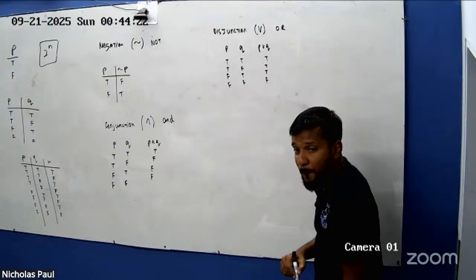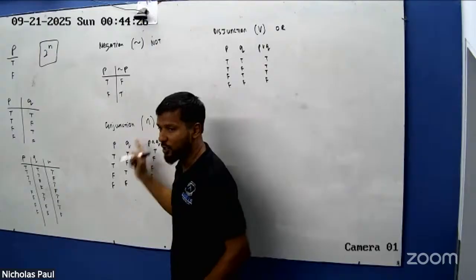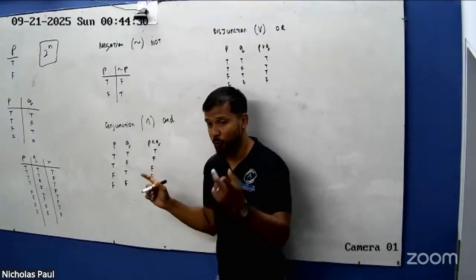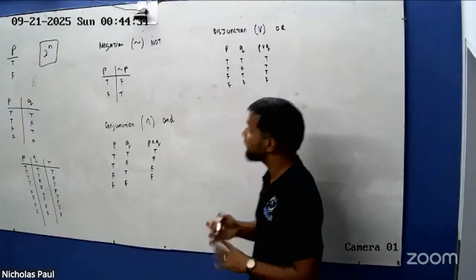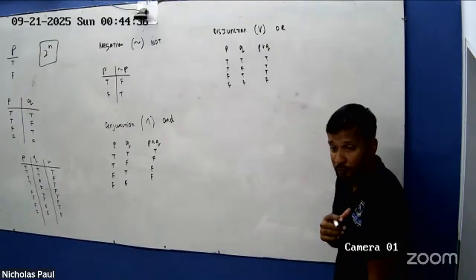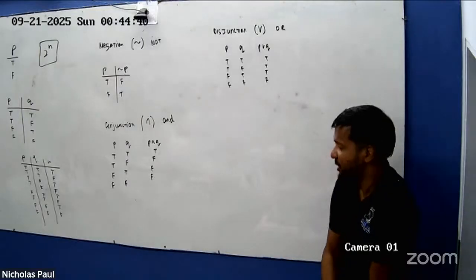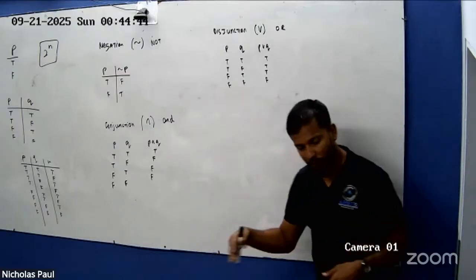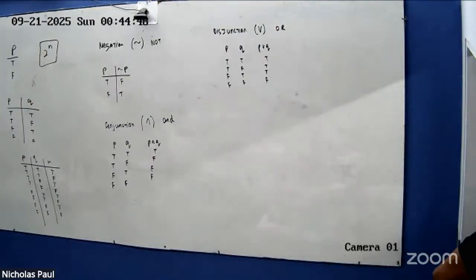In conjunction, no. Conjunction is only true when both are true. What you're probably talking about is biconditional. I'll give you that next. Biconditional is if and only if something happens. So if one is false and the next is false, then it's the same, so it's true.